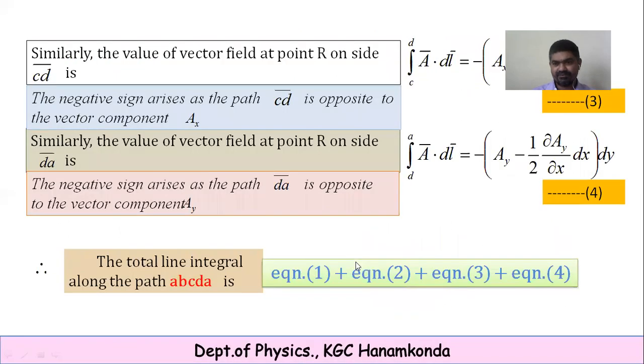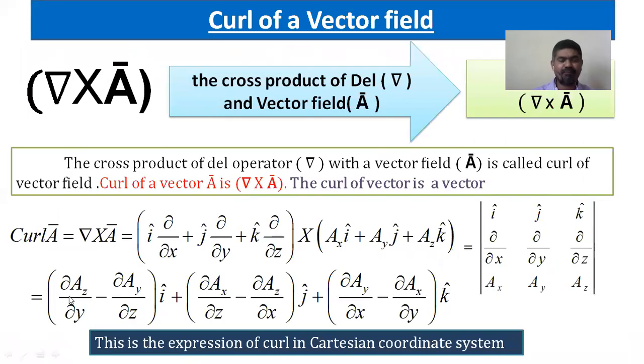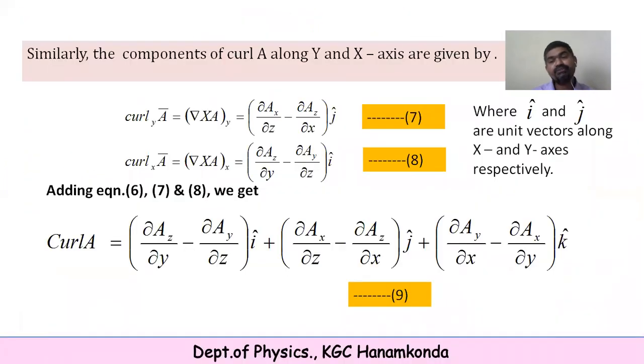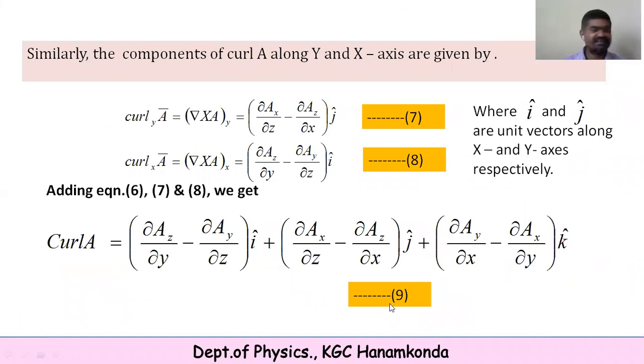Let us go to the previous slides where we performed the cross product between the del operator and vector A. Here we got (∂Az/∂y minus ∂Ay/∂z) i cap plus (∂Ax/∂z minus ∂Az/∂x) j cap plus (∂Ay/∂x minus ∂Ax/∂y) k cap. This is the curl value which we calculated mathematically by operating the cross product. Here we have derived it using the statement of the curl of a vector field. This equation 9 is the same as where we performed the cross product between the del operator and vector A.